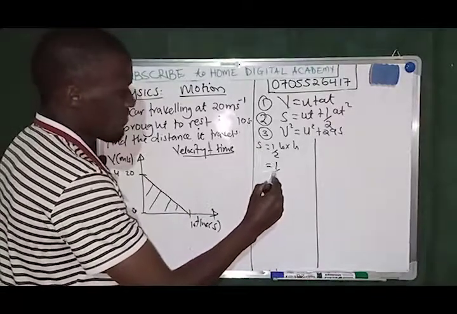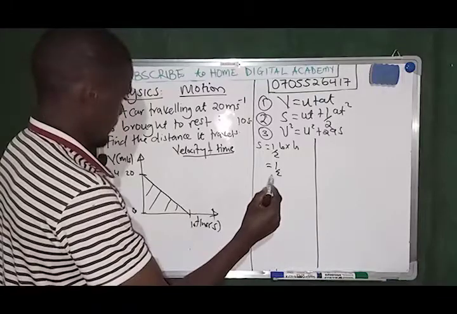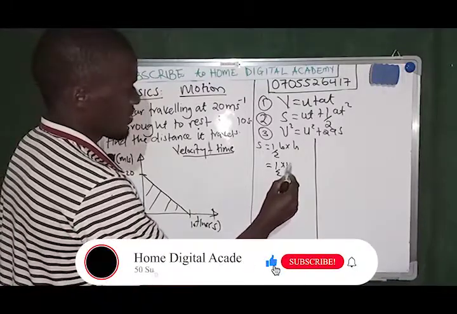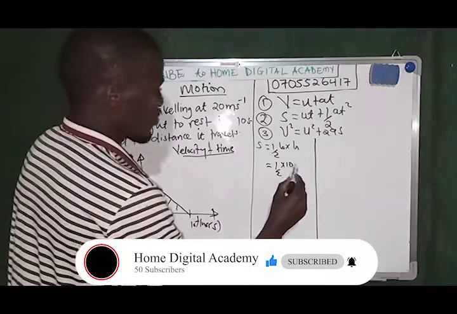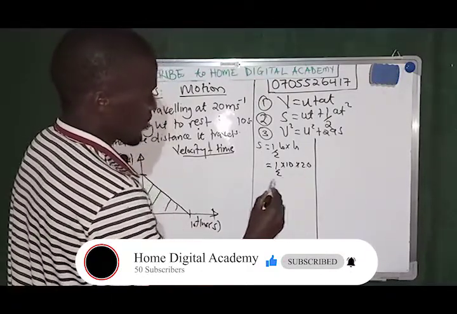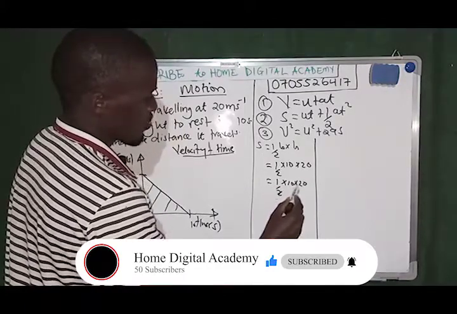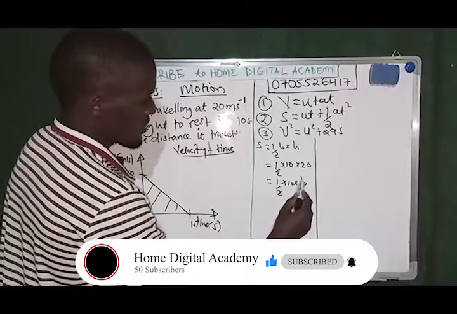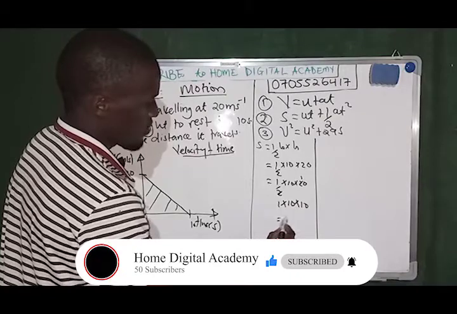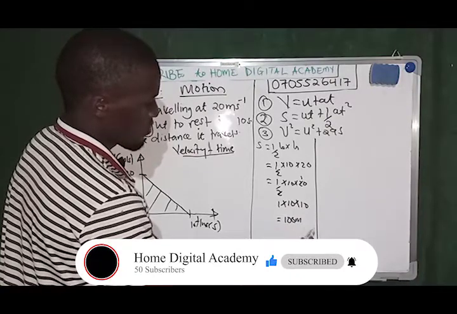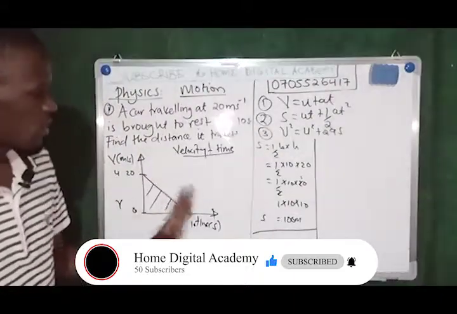So it will be a half. The base of this one is from here up to there, which is 10. Now the height is from here up to there, which is 20. So we are going to have a half times 10 times 20. So these two can go with this one. So the remaining is 10 there. So it will be 1 times 10 times 10, giving you 100 meters, because distance is measured in meters. So that is our answer.